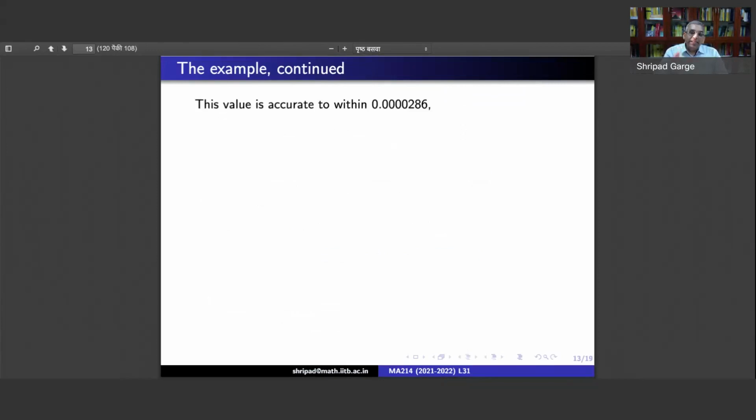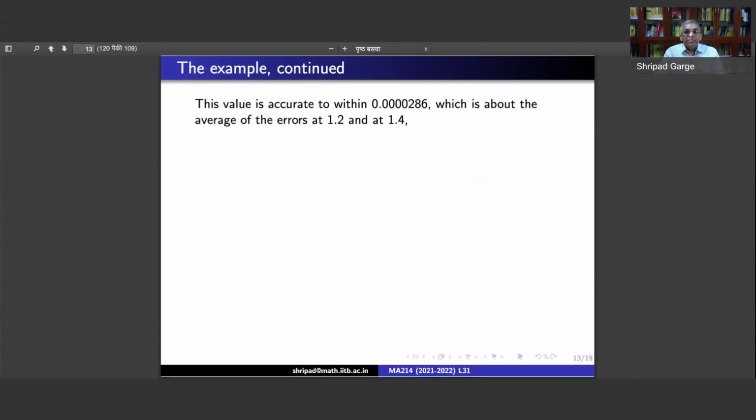You remember it was 3.175 something in the previous slide, and therefore the error is now 0.0000286, which is roughly the average of the errors. Remember, we had computed the average of the errors to be 0.0000275. So this is roughly of that order. Therefore, cubic Hermite interpolation is much better. This error is about 4% of the error obtained using the linear interpolation. So you see that the error has gone down by a factor of about 25.